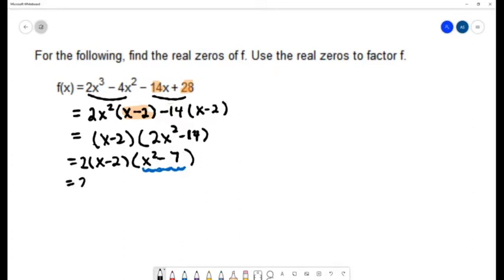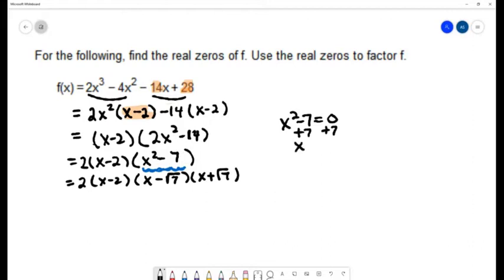So it's a difference of squares, and it would factor to be x minus square root of 7 times x plus square root of 7. If you weren't sure about that, you could set that factor equal to 0, x squared minus 7 equals 0. Add 7 to both sides, that's x squared equals 7. Square root both sides, and you get x equals plus and minus square root of 7. So those are the zeros which can create the factors for you from that portion.